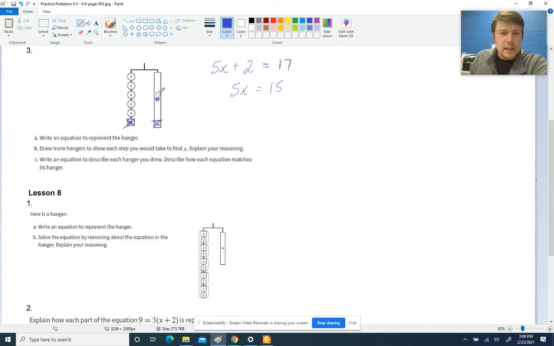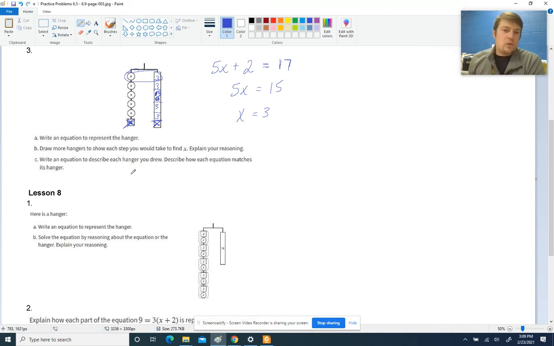And so that 15 needs to be divvied up into 5 equal parts, 1, 2, 3, 4, 5. And if they're all equal, then they should be worth 3, because 3 times 5 is 15, right? So every part is worth 3. So if 5 x's are worth 15, then every one of those x's is worth 3. And that's how we solve those.